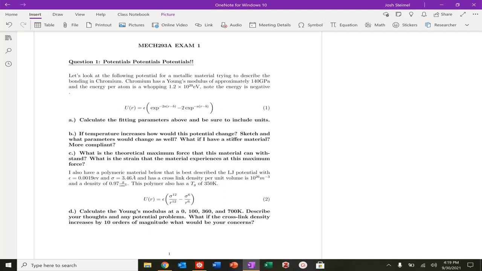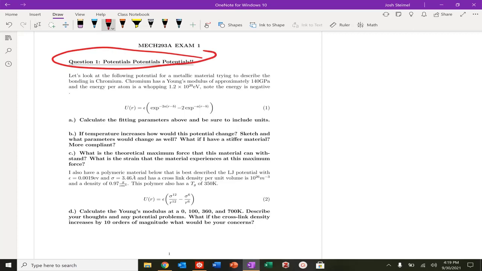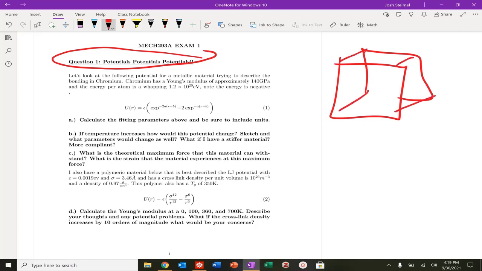So let's do our first problem for our practice exam, and that is potential. I'm looking at a metallic material, chromium. Chromium I know is a BCC material. It looks like this. My number of nearest neighbors, or my Z, effectively is going to be 8.